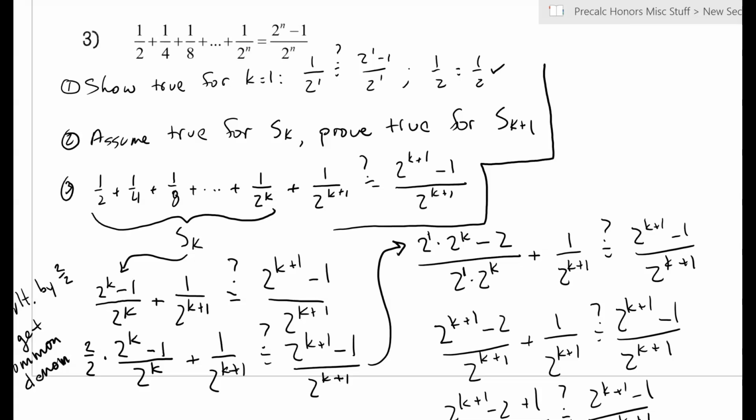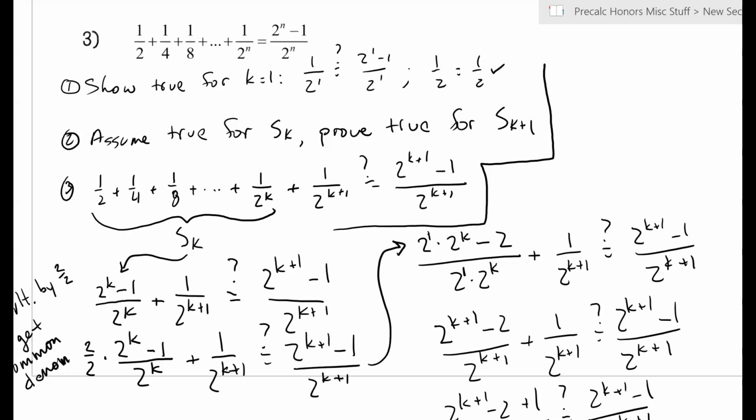This is a video solution for number 3 from the notes packet in section 8.4 on inductive proofs. So we've got the relationship 1/2 plus 1/4 plus 1/8 all the way up to 1 over 2 to the n. That sum can actually be found by (2 to the n minus 1) over 2 to the n. So we're going to again use inductive proof to prove that.